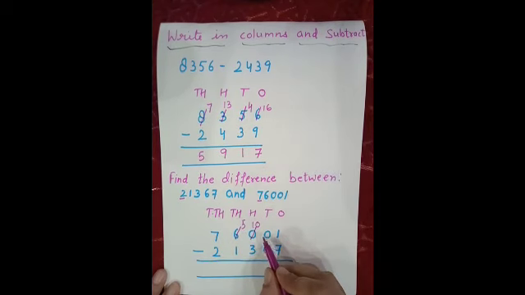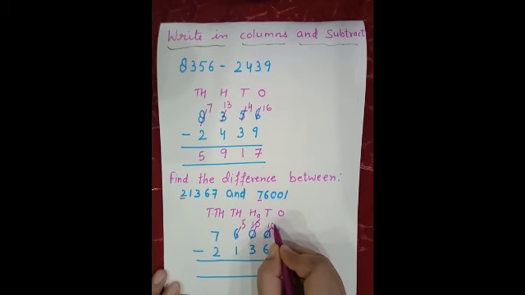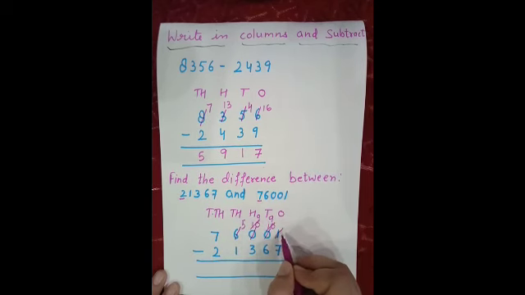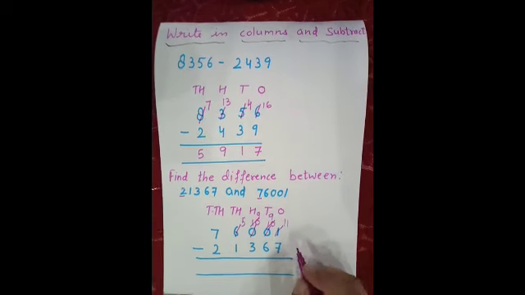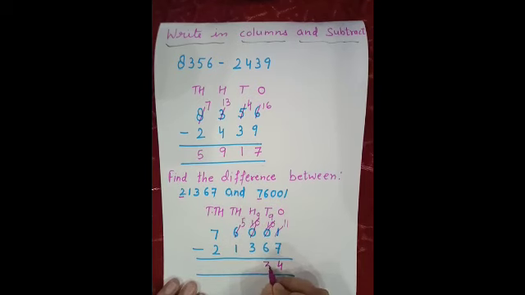Now tens will borrow from hundreds. So hundreds will get decomposed and tens will become 10. Now when ones will borrow from the tens place, the tens place will get decomposed and become 9, and this ones place instead of 1 will become 11. Now 11 minus 7 is 4, 9 minus 6 is 3, 9 minus 3 is 6, 5 minus 1 is 4, and 7 minus 2 is 5.